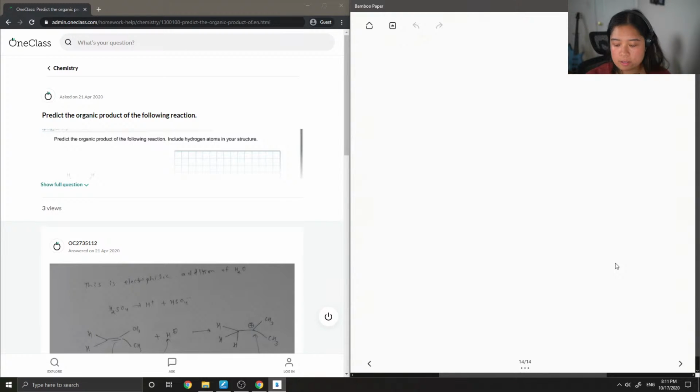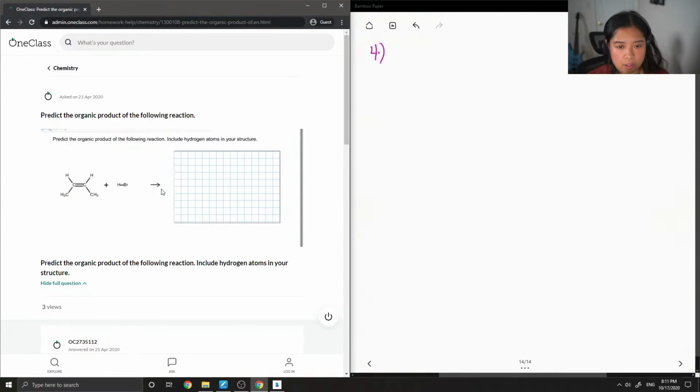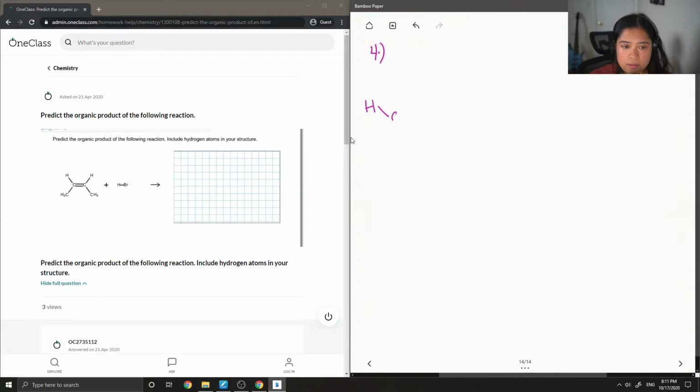Okay, so let's go on to question 4. Predict the organic product of the following reaction. Include hydrogen atoms in your structure. So let's try to guess what kind of product we would get if we had a double bonded carbon, and then each has its own methyl group, and then it reacts with HBr.